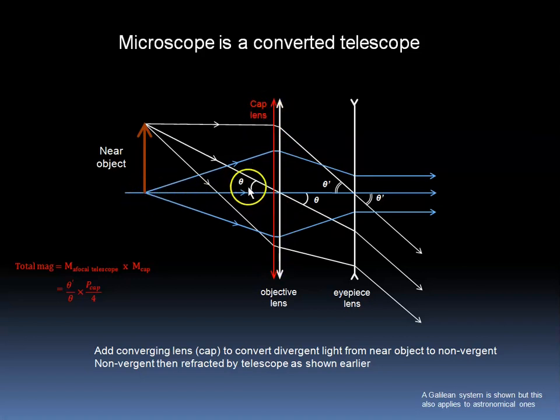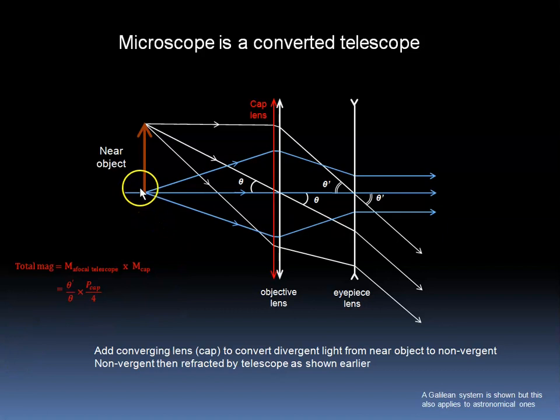In order to have non-vergent light leaving the additional lens, known as a cap lens, we need to position the object at the primary focal point of this lens, which in effect makes this lens a simple magnifier, which is the power of the lens divided by 4. If we take that number and multiply by the afocal telescopic system magnification, we get an overall total magnification of the system. A slit lamp and an operating microscope are examples of microscopes.